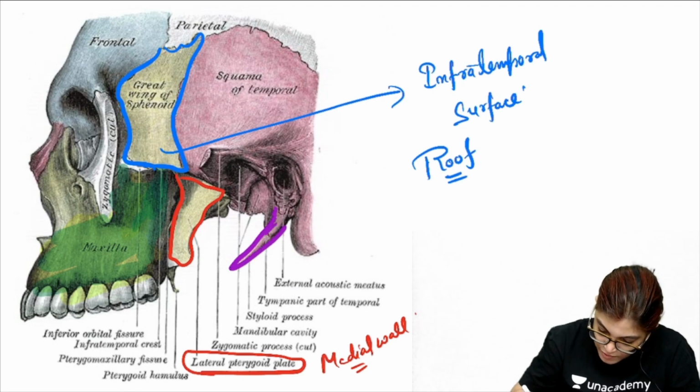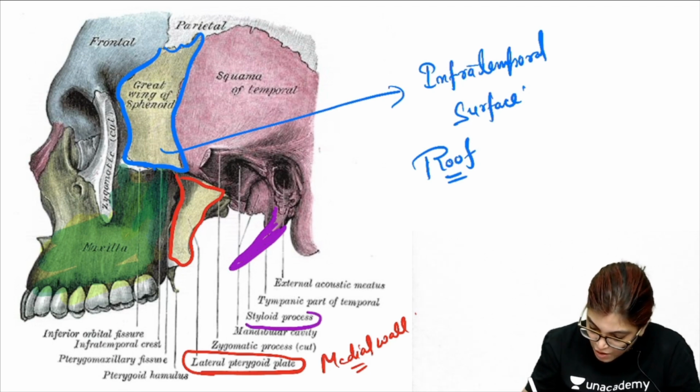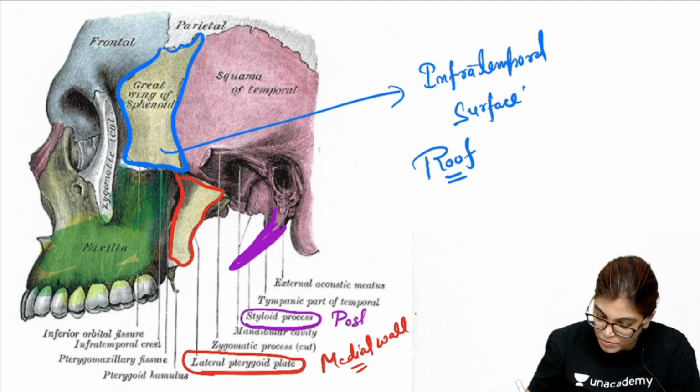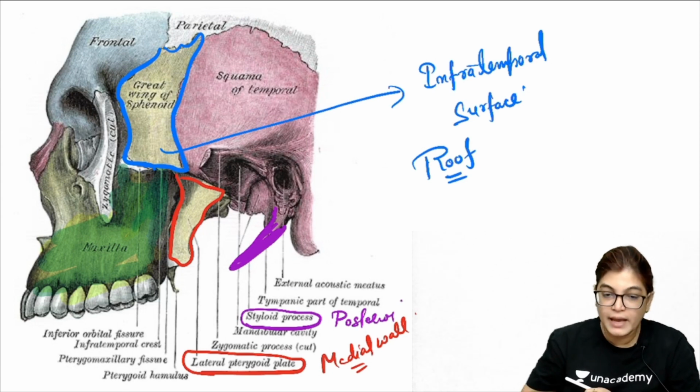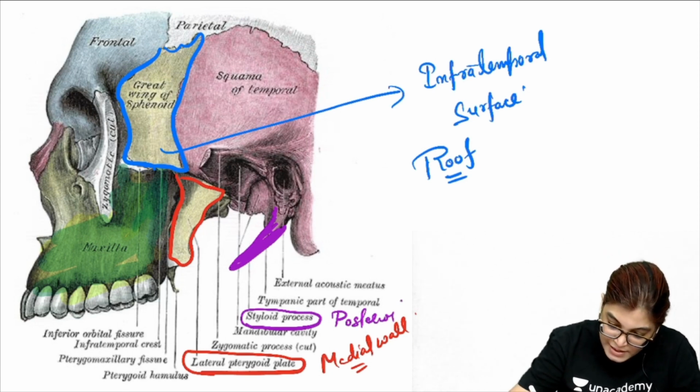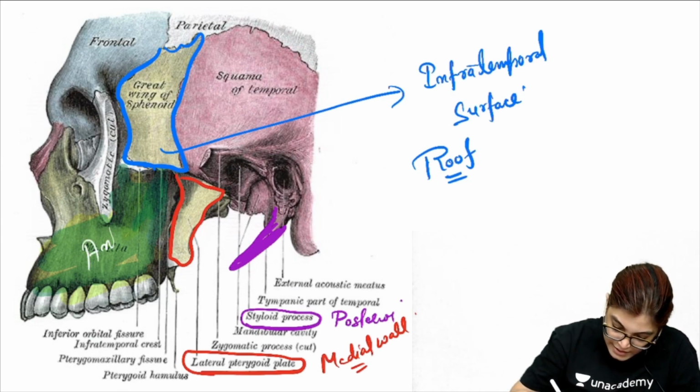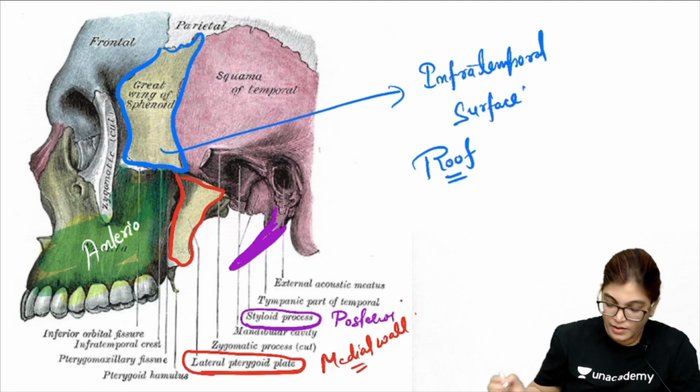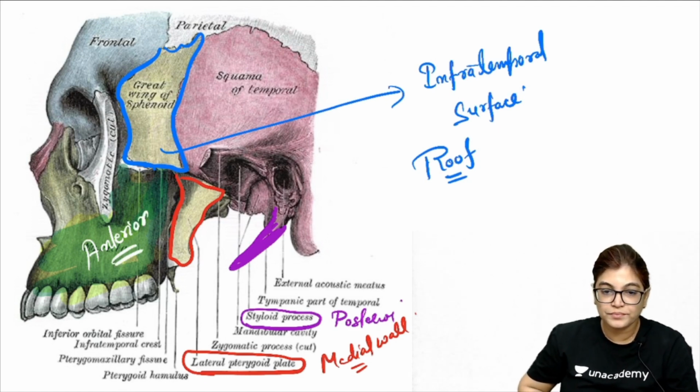So this is the styloid process, and this styloid process is forming the posterior wall. The infratemporal surface of the maxilla is forming the anterior wall. So yes, these are the important things: anterior, posterior, medial and lateral.